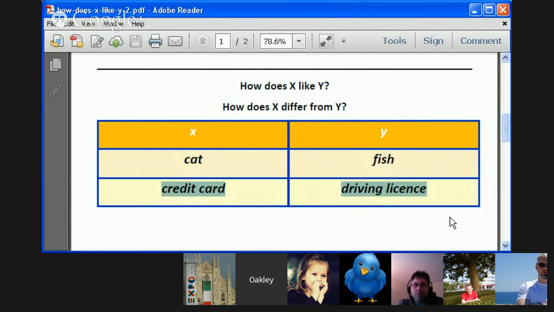Credit card or driving license. How are they alike? How are they different? Or both? I can use a credit card when I want to buy something, but I cannot use a driving license to buy something. Okay, excellent. That's how they're different. How are they the same?